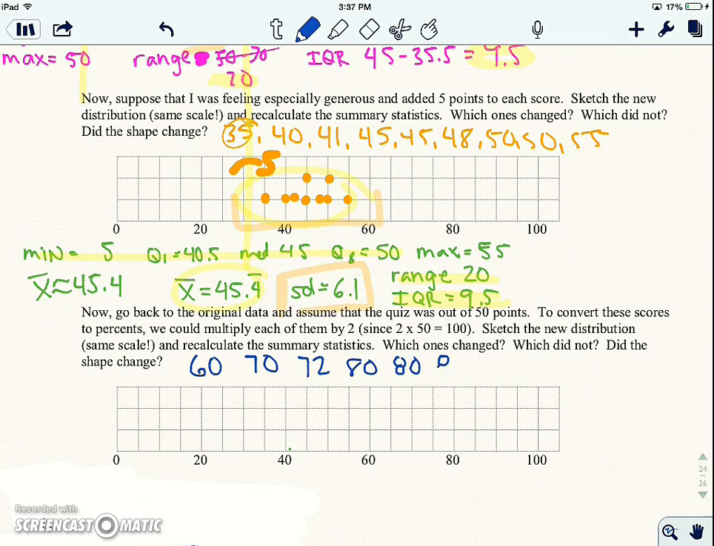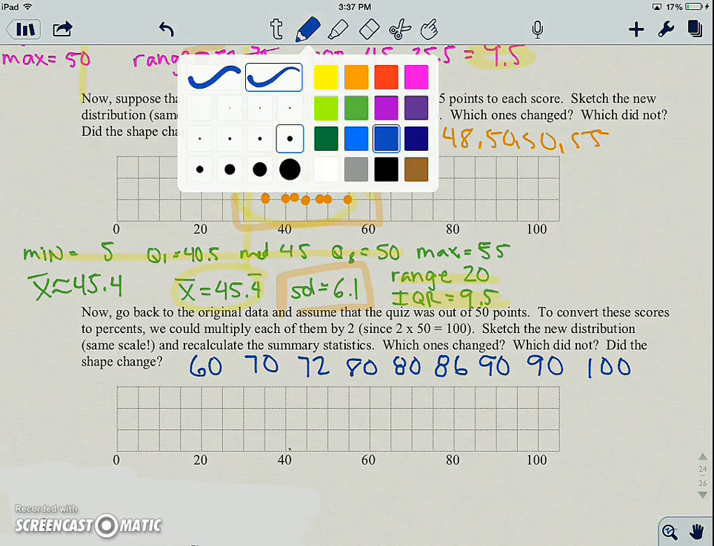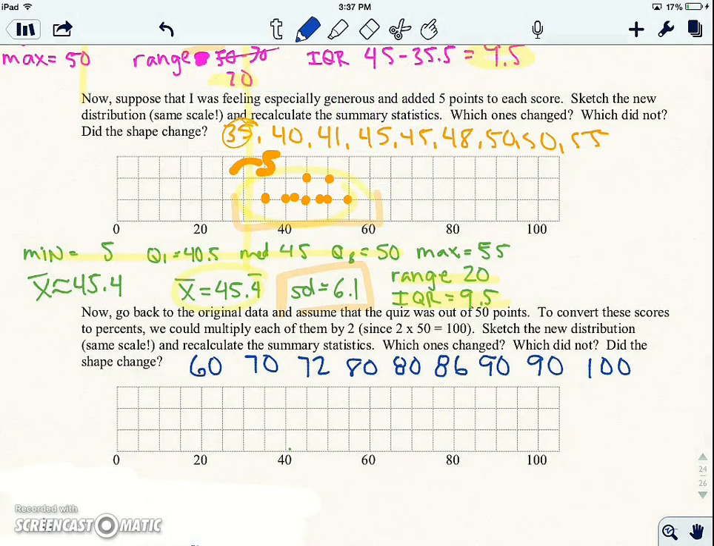60, 70, 72, 80, 80, 86, 90, 90, and 100. I'm going to go ahead and plot those. So this just makes it easier for me if I can see 70 and 90. Okay, so we have 1 at 60, 1 at 70, 1 at 72, 2 at 80, 1 at 86, 2 at 90, and 1 at 100.